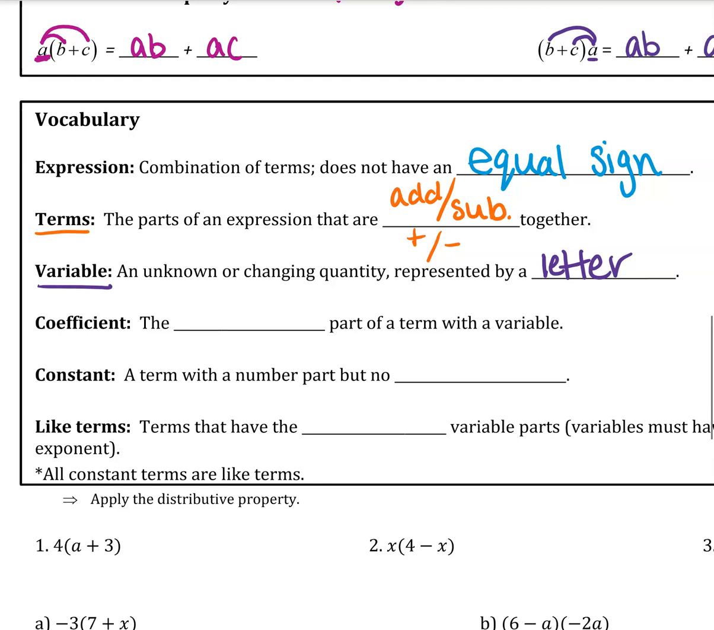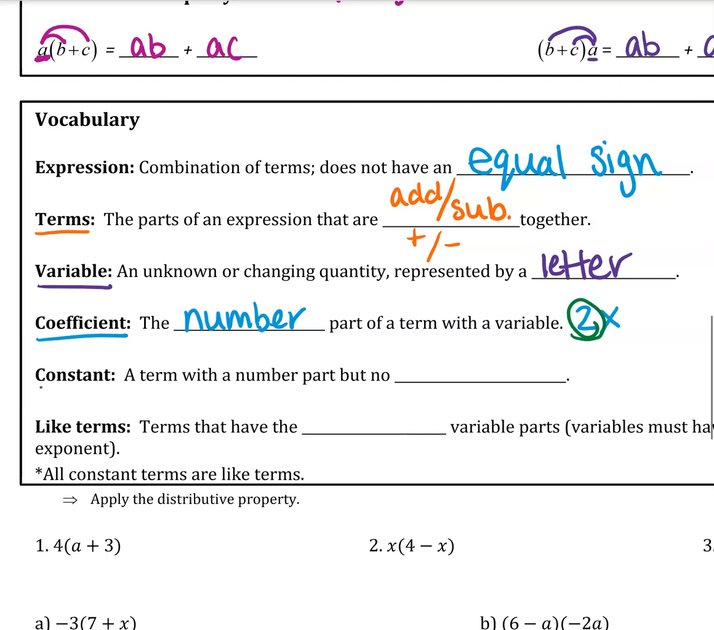The next word we have is coefficient. Coefficient is the number part of a term with a variable. That's kind of how I explain it. So if I put something like 2x, I'm talking about the 2. The 2 is the number part of the variable. They go together. They're one thing. They're one term.